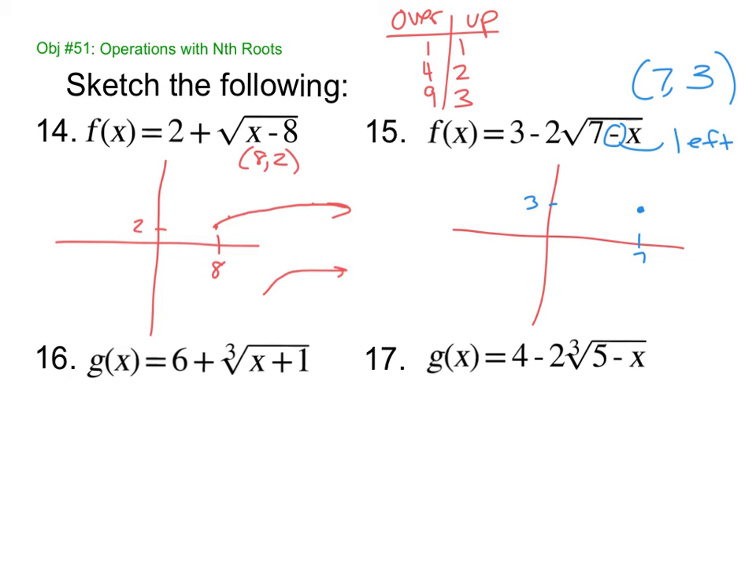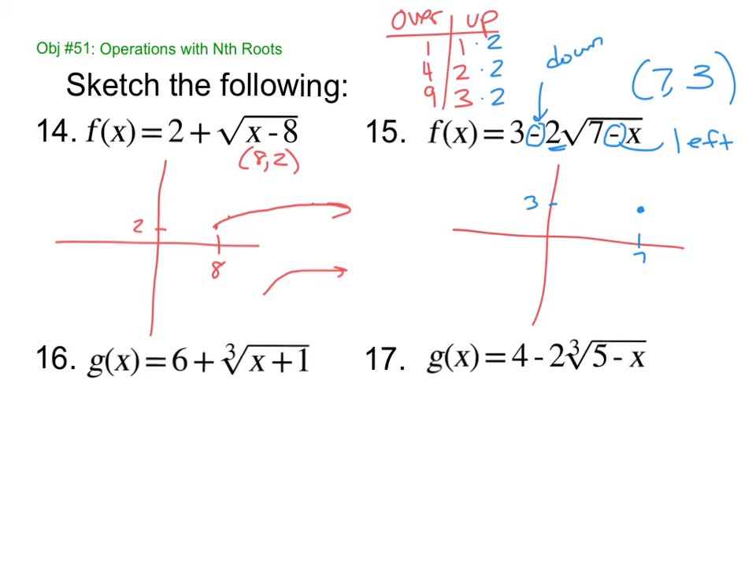We can't do that. So that's why we go left. And then what does this negative do? It makes us go down. Right? And then lastly, what's this 2 do? That multiplies our up. So instead of going over 1, up 1, it's over 1, up 2.